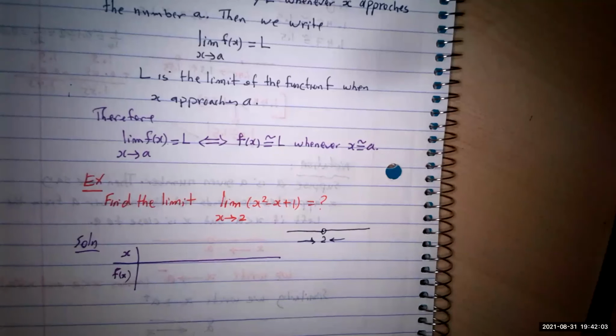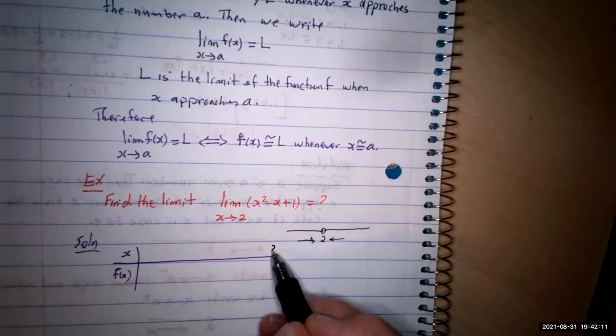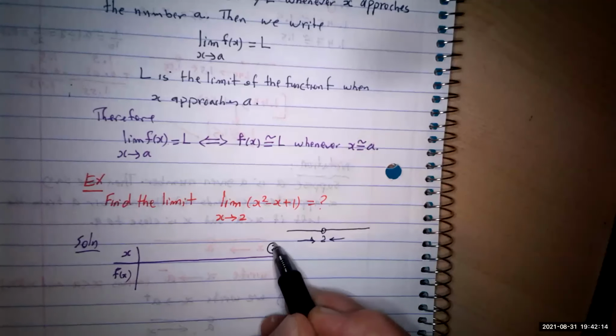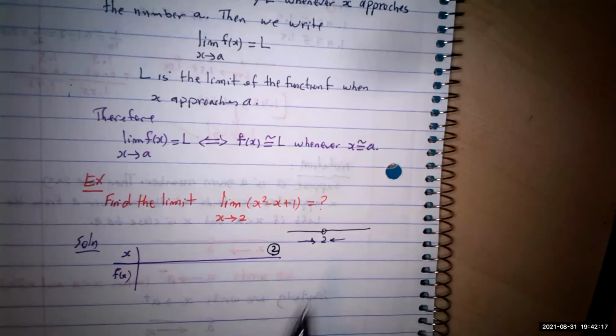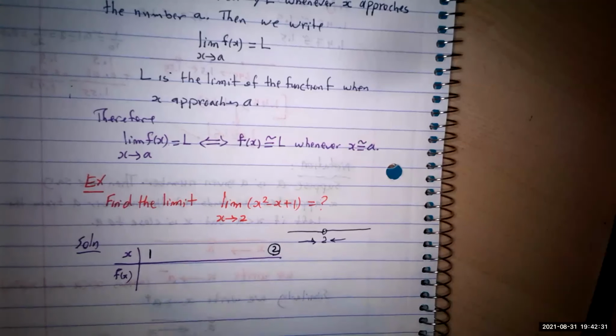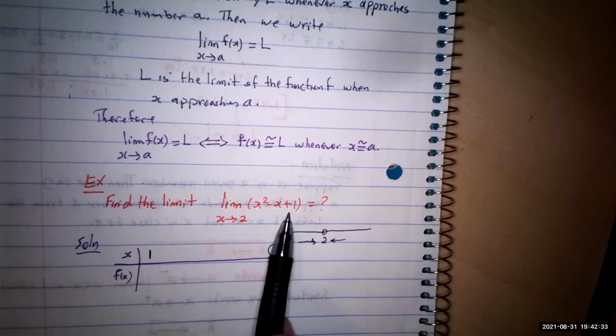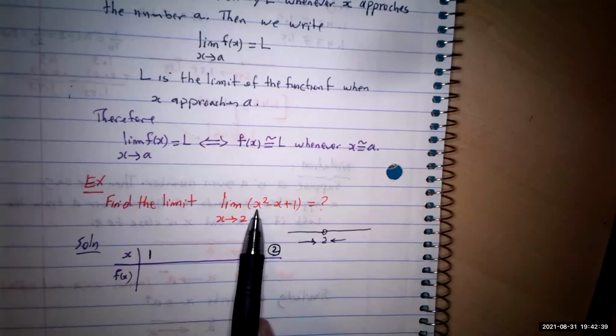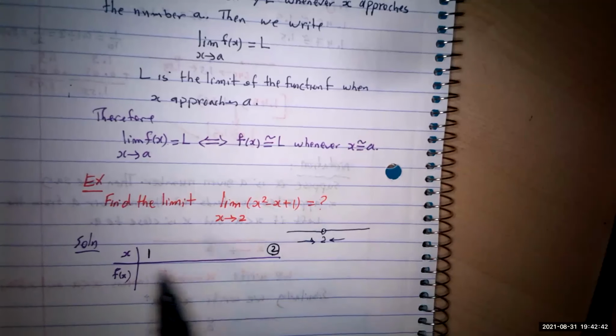So let's check one direction first. I put the number 2, and I make sure that I'm not going to pick 2. Take some numbers less than 2 and drop them into the function. Suppose you pick the range from 1 to 2. If you pick 1 and put x equal to 1 into this function, that's easy: 1 minus 1 would be 0, so that gives 1.